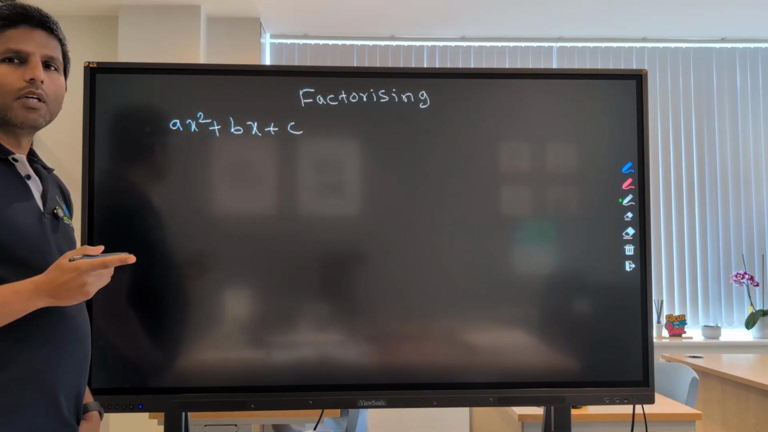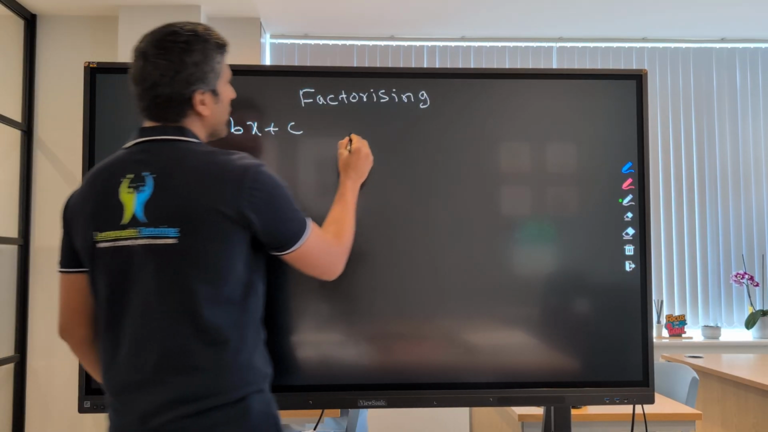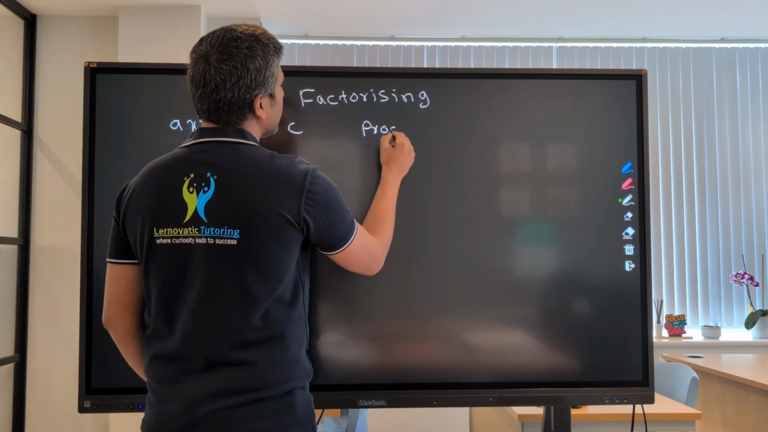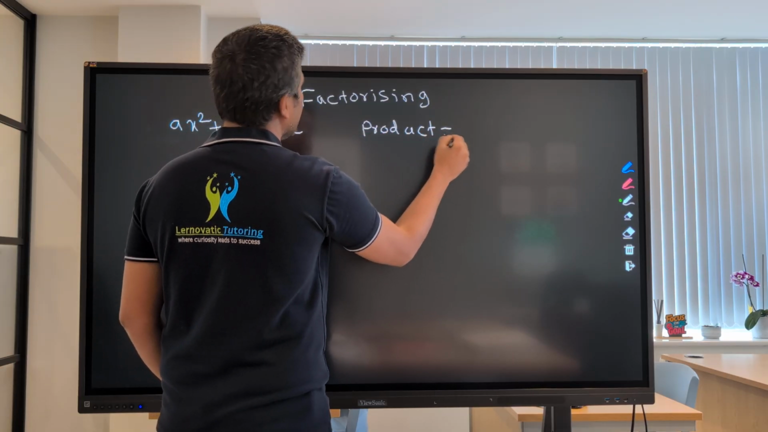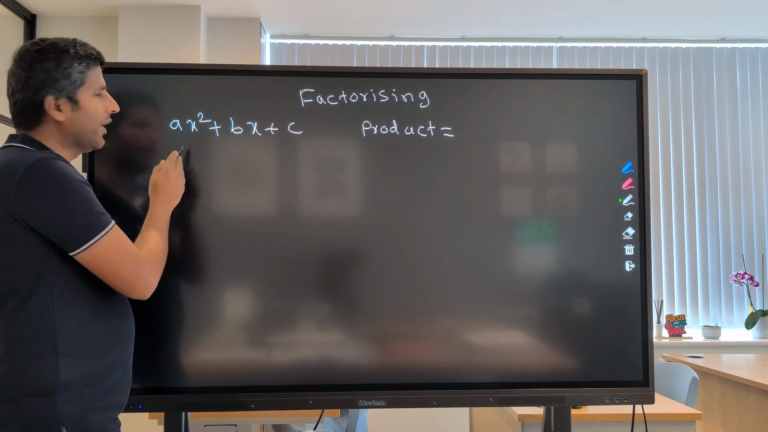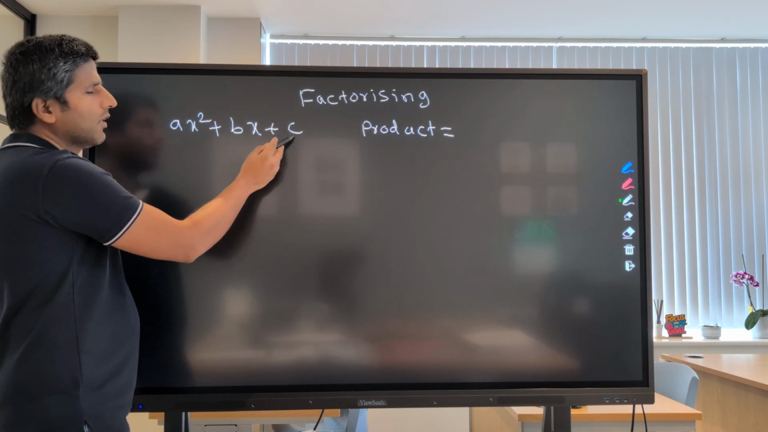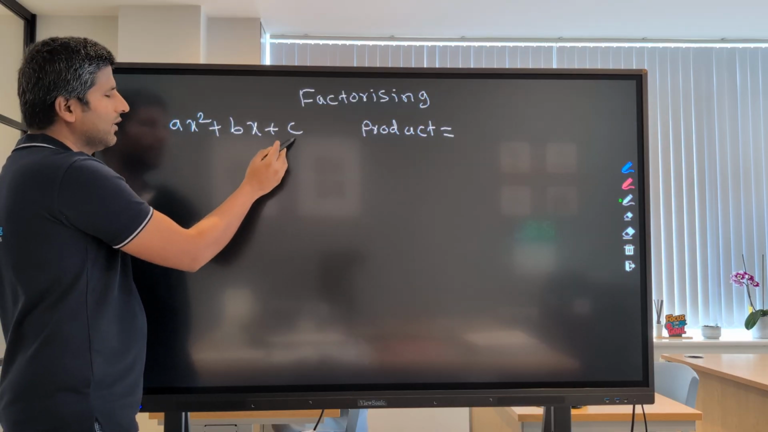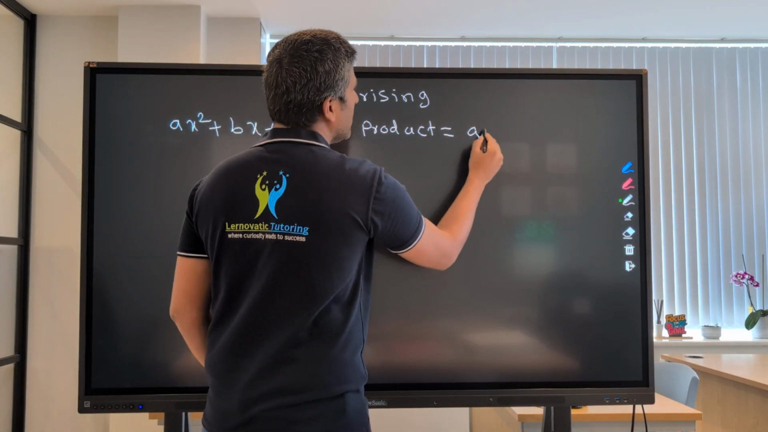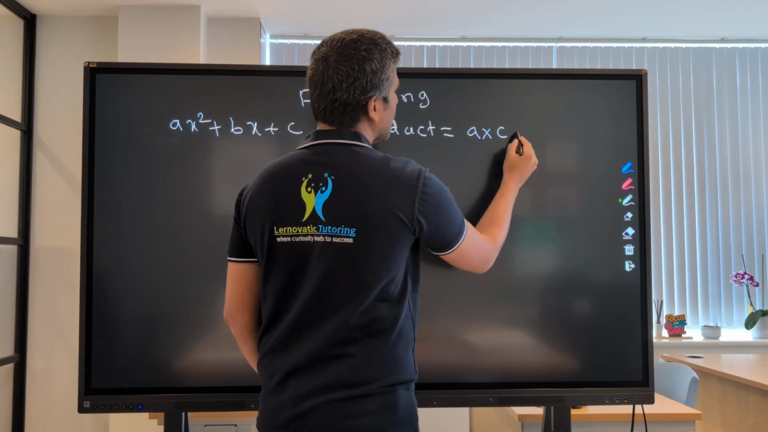And in there, when you want to factorize this, you need to find out two things. The first one is product. How do you get the product? It's just the number in front of x squared, which is a, and then you times by the constant. Here the constant is c. So a times c. Sometimes it's also called the multiple, so I just use the notation m.